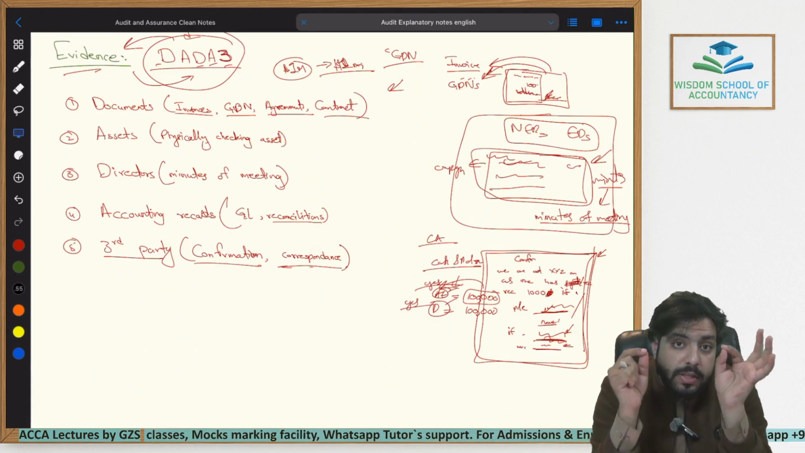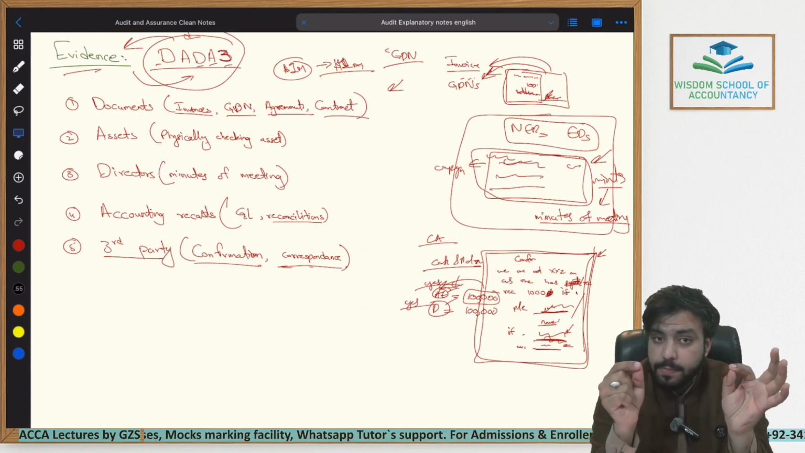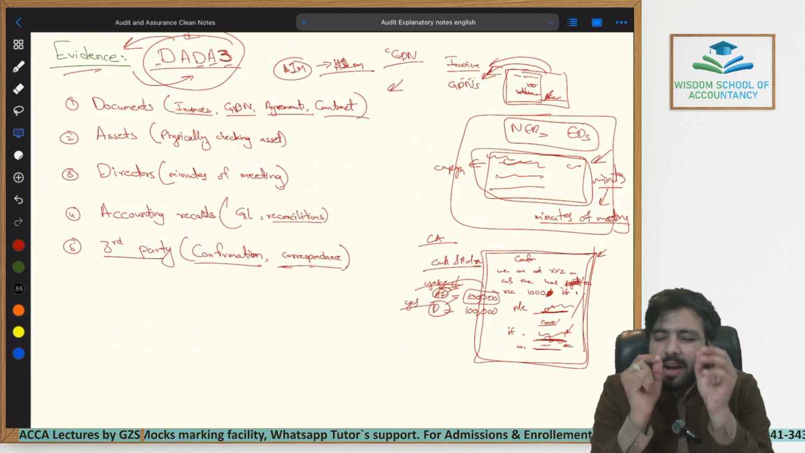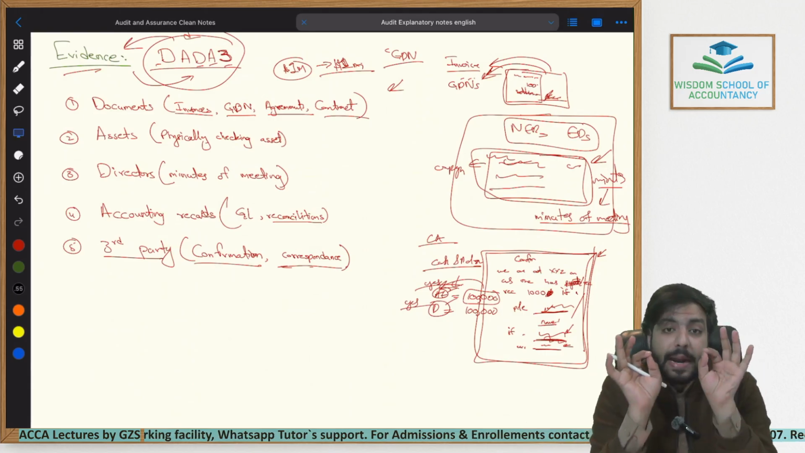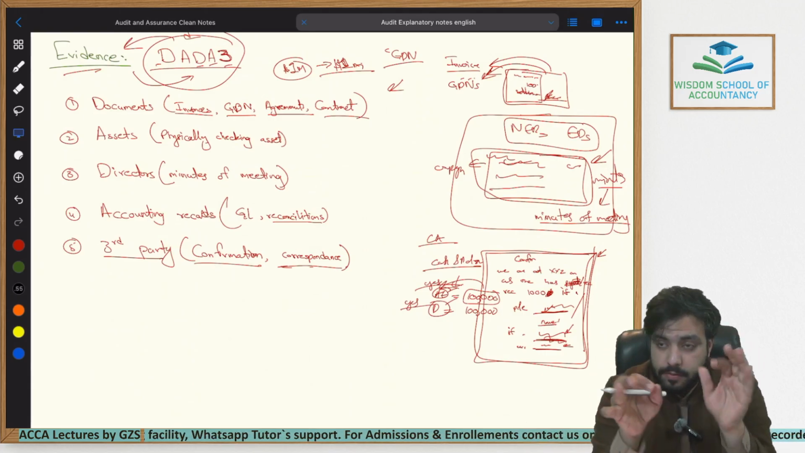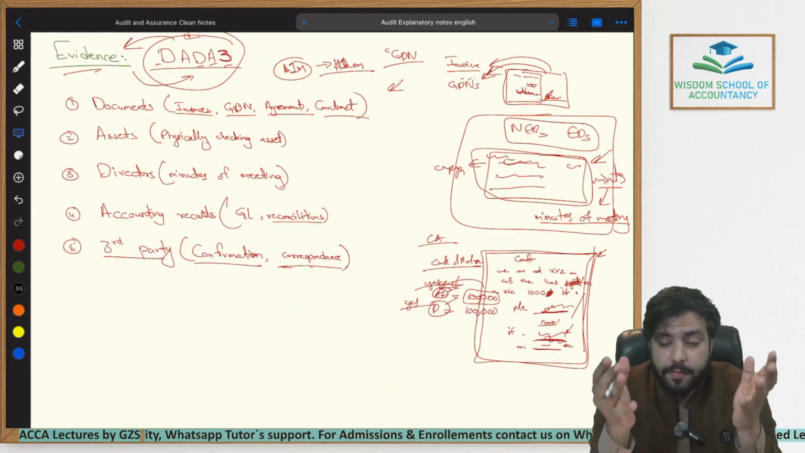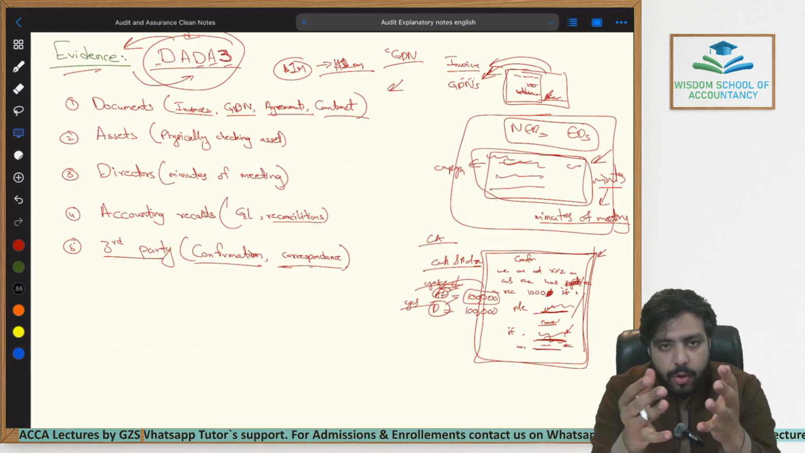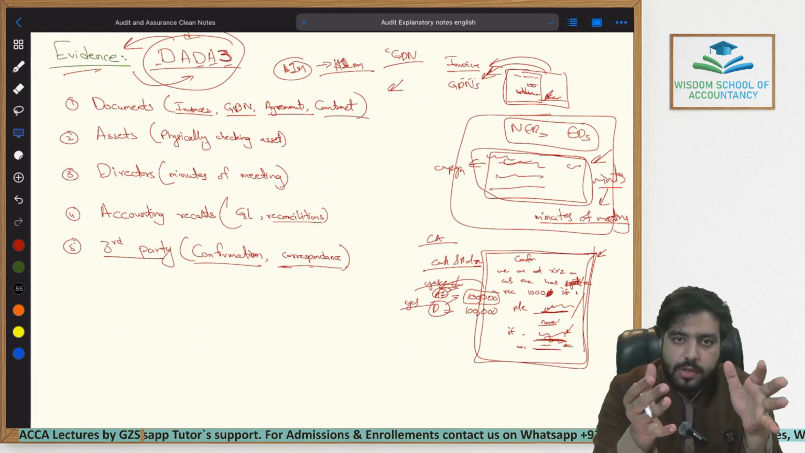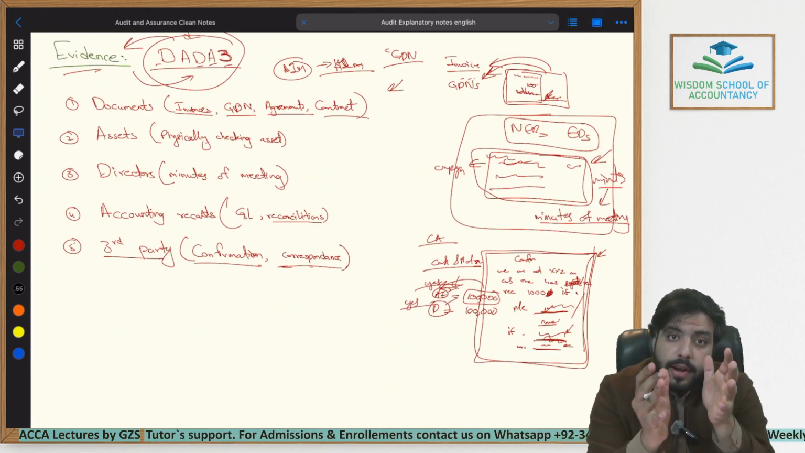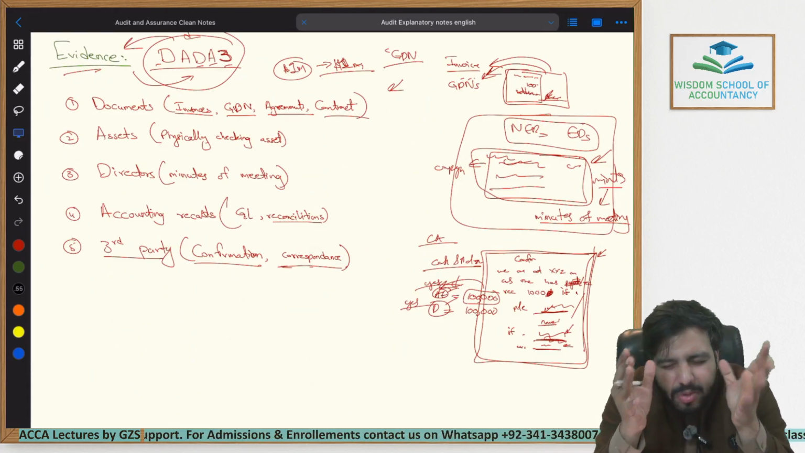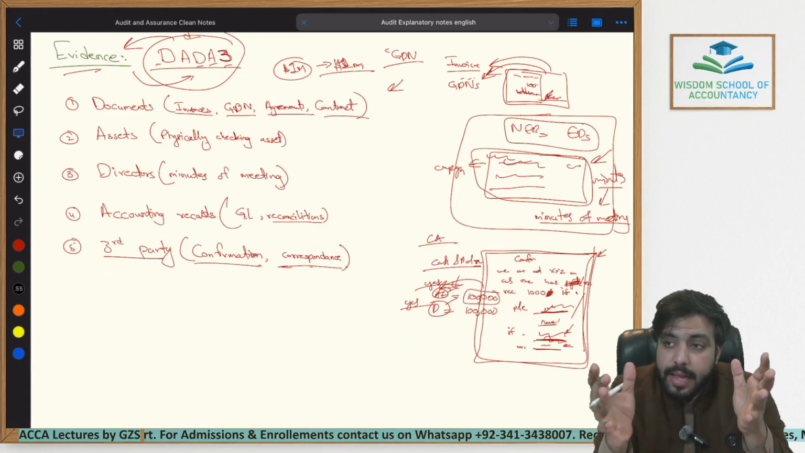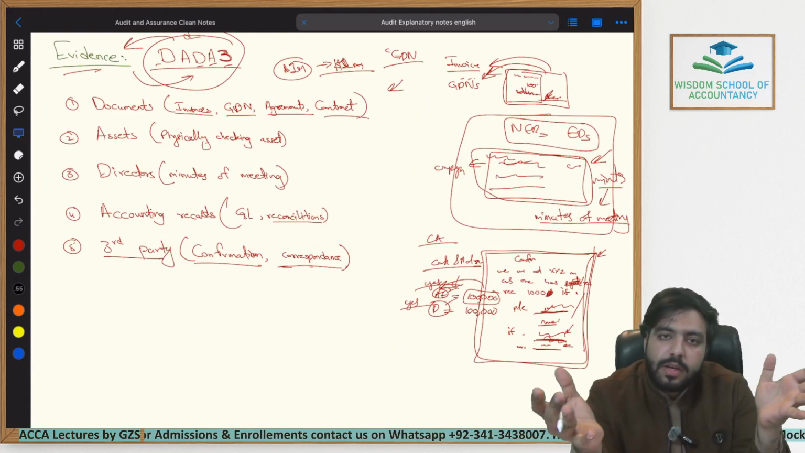Always make a procedure that makes sense. If you are making a procedure that does not make sense, that will not get you marks within the exam. You have to make a procedure by thinking practically how you will do it in practical life as well. If you ask for an agreement or a contract that the company has with the customer, and out of that contract you try to verify whether the balance recorded by the management is correct or not, can you do that? Obviously, no.